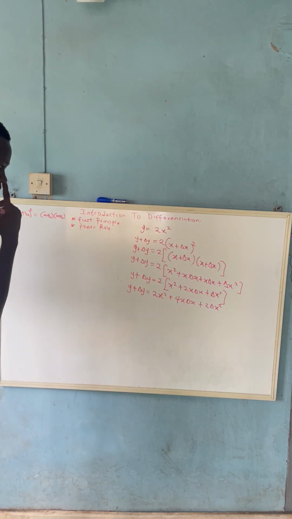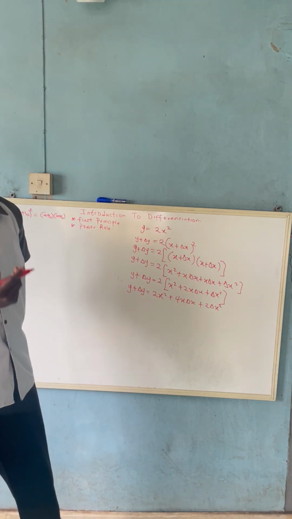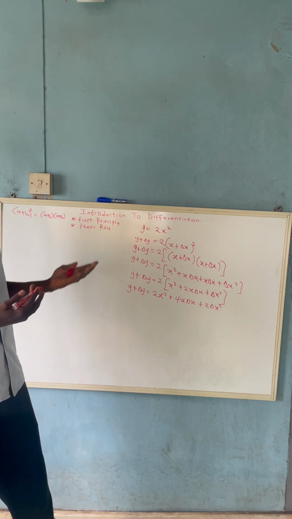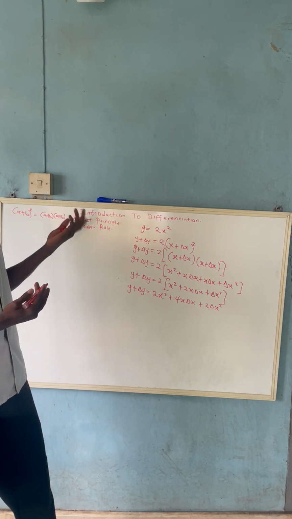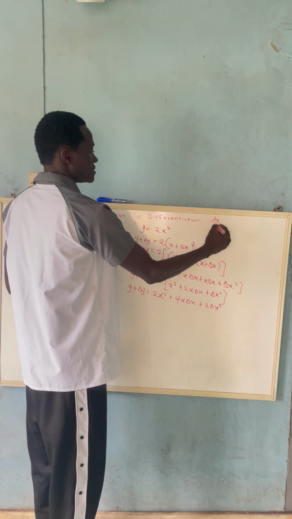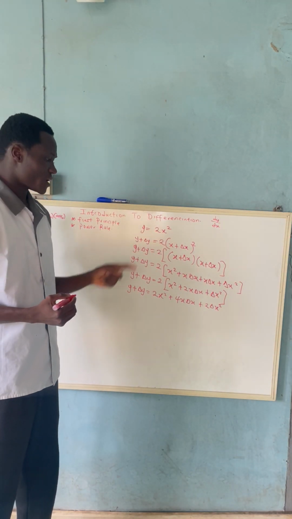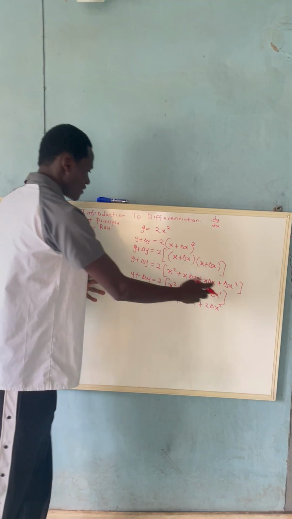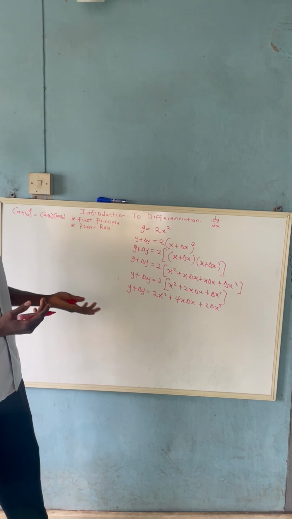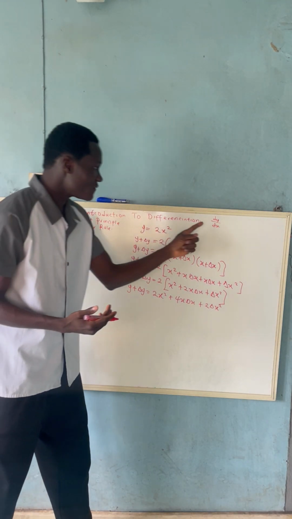Now let's continue. First of all, we have to understand what we are looking for. We want to look for the derivative of this function by using the first principle. The derivative, that means we are looking for dy over dx. That is our goal. We are differentiating y with respect to x. Because if you look at this whole scenario here, you can't see anything like dy over dx. So we have to know our goal. Where are we going to? What are we doing? So what we are doing is that we are looking for dy over dx.